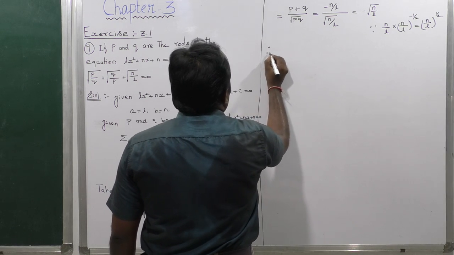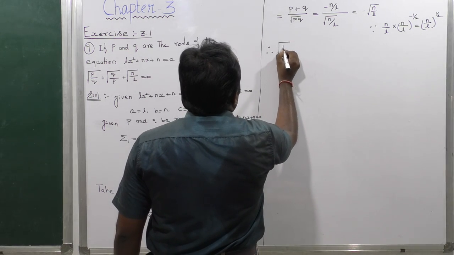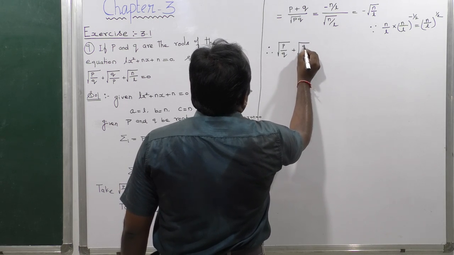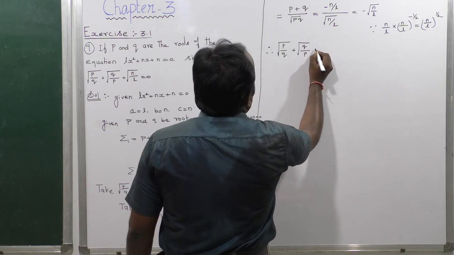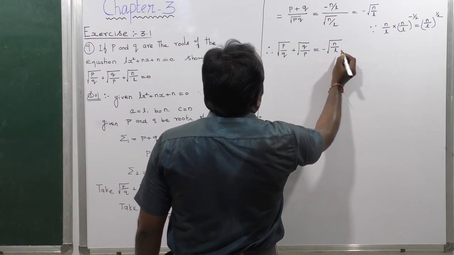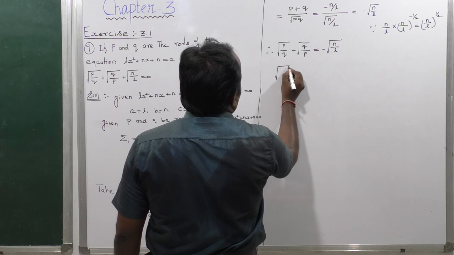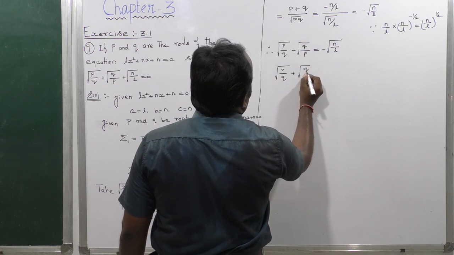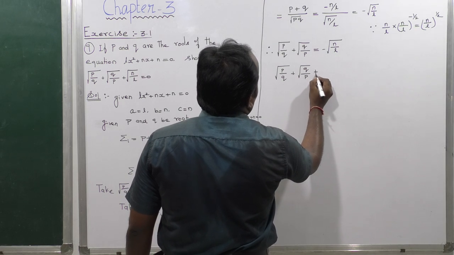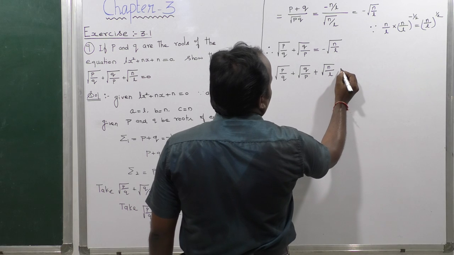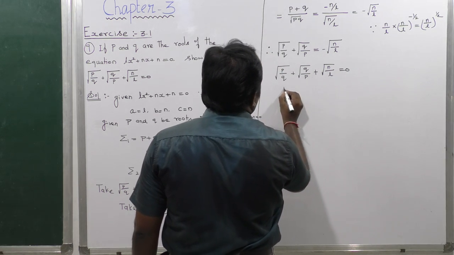Therefore root of p by q plus root of q by p is equal to minus root of n by l. So the last answer is root of p by q plus root of q by p plus root of n by l is equal to 0. Hence proved.